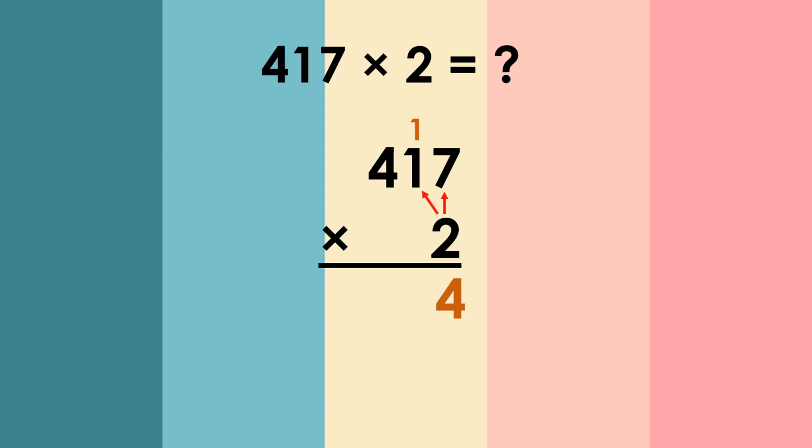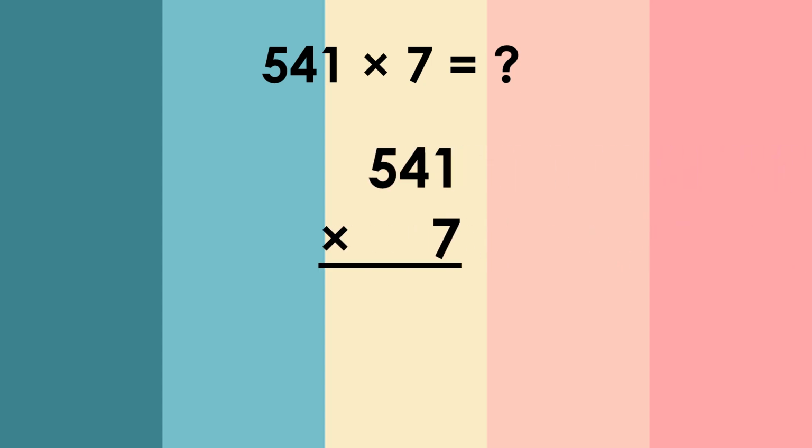So bring down 4 and carry 1 to the next place. Next, 2 times 1 equals 2 plus the 1 you carried equals 3. And last, 2 times 4 equals 8. 417 times 2 is equal to 834.